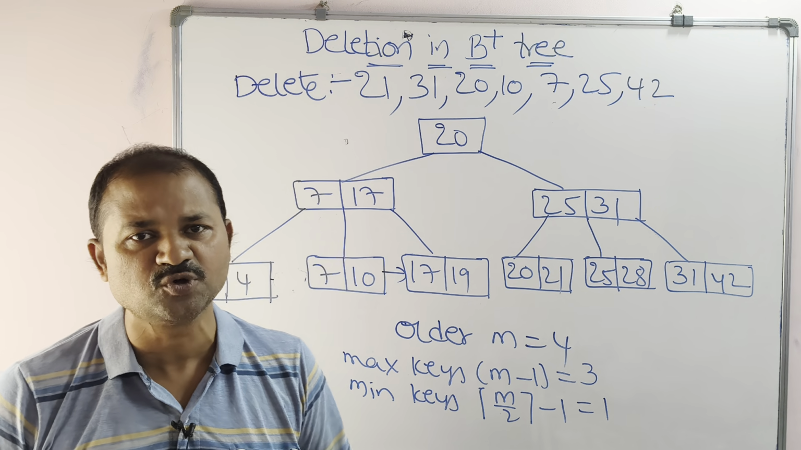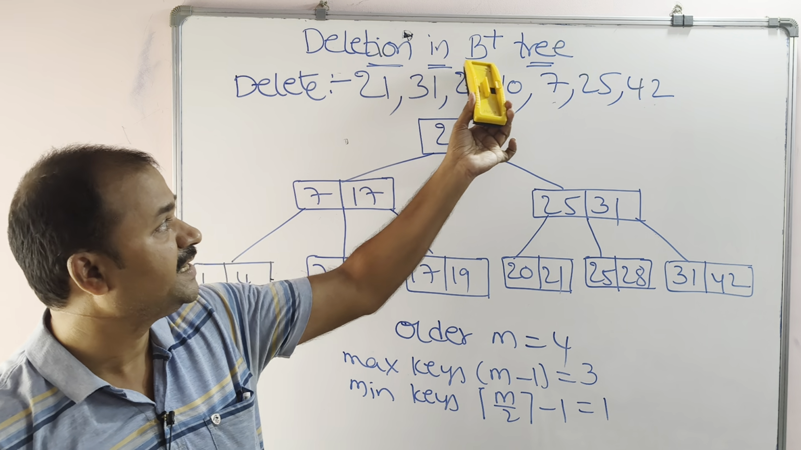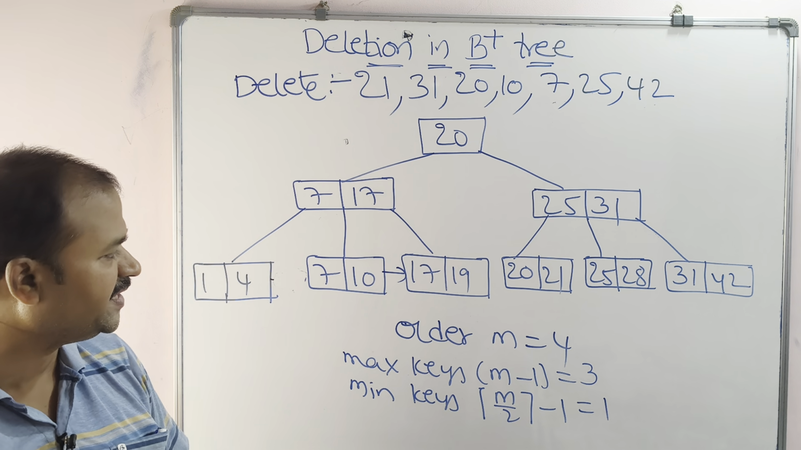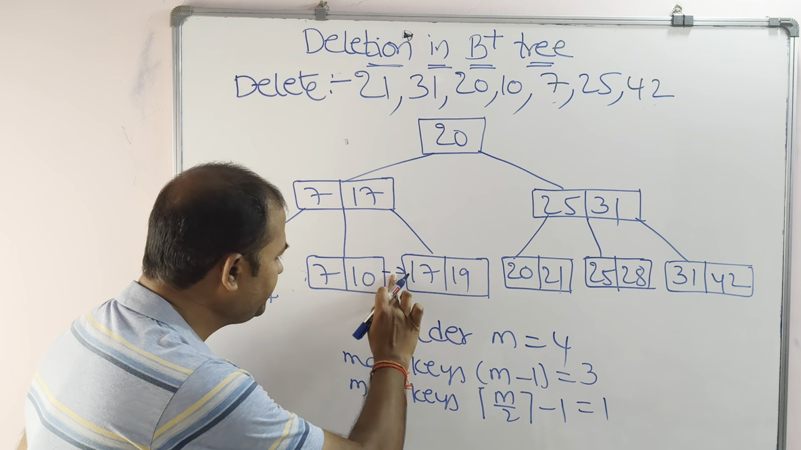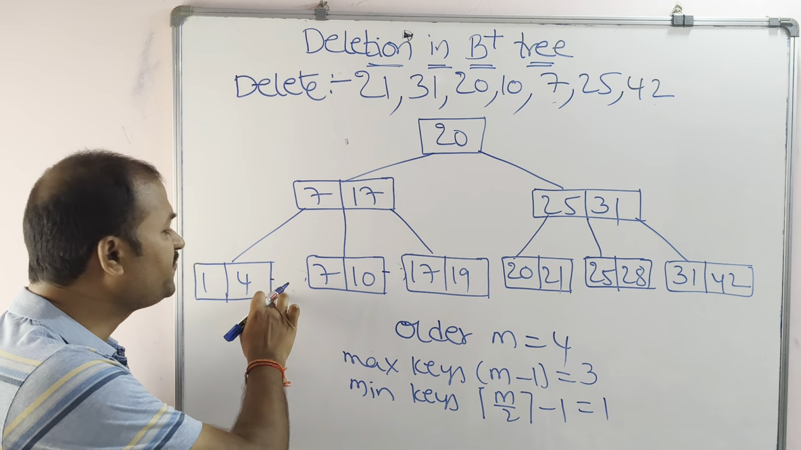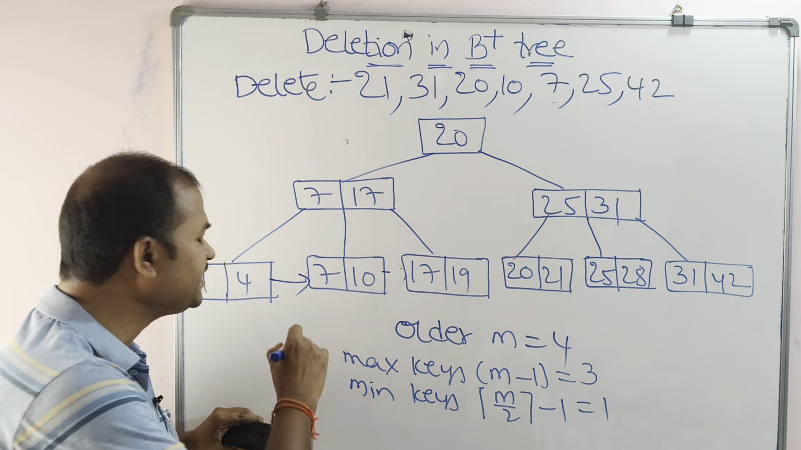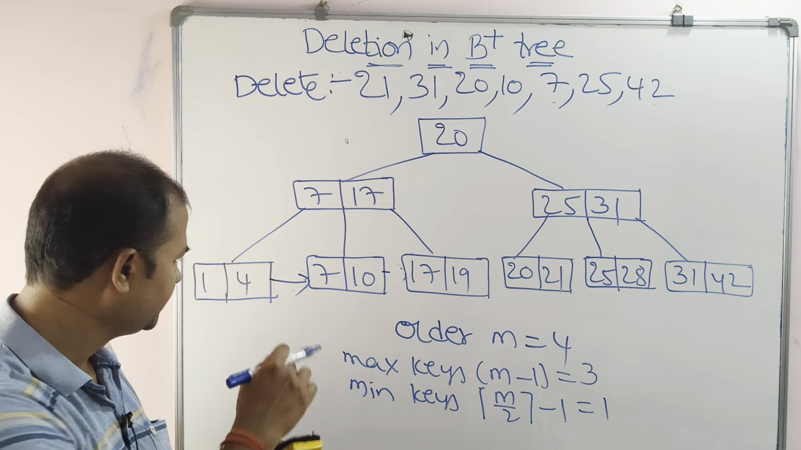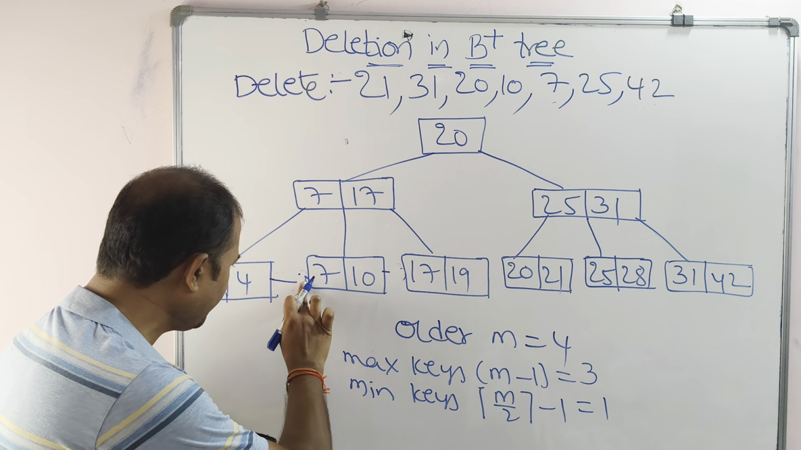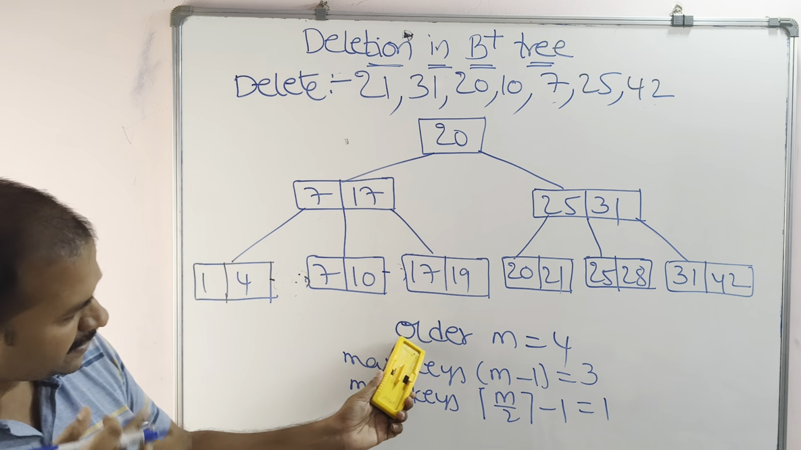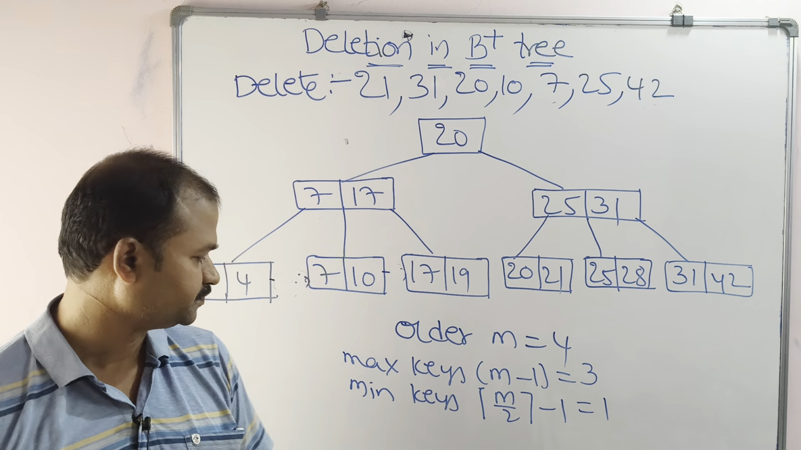Let us discuss deletion in B plus tree. Here a B plus tree is given. In B plus tree, the leaf nodes are connected using pointers by default, but here I am not using any pointers. The order of this tree is m equal to 4.